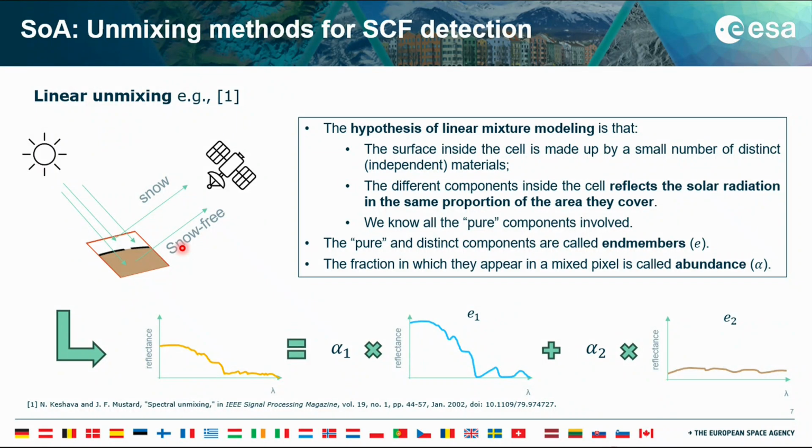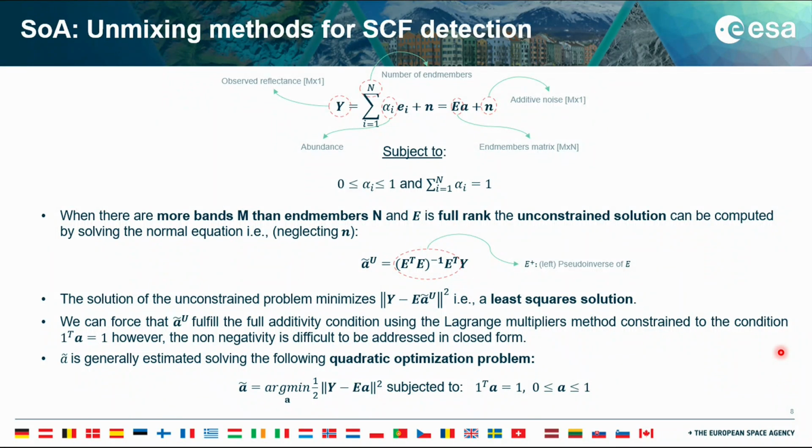So just a little bit of naming convention. The pure and distinct components are called endmembers, and the fraction in which they appear in the pixel is called abundance. And what is actually happening is that the reflectance that we are observing, related to this pixel, is equal to the abundance of the first component, in this case the snow, which has an endmember spectral signature that we know now very well, plus the abundance of the second component, in this case the rock. Okay, quite easy. So how can we solve something like this from a mathematical point of view?